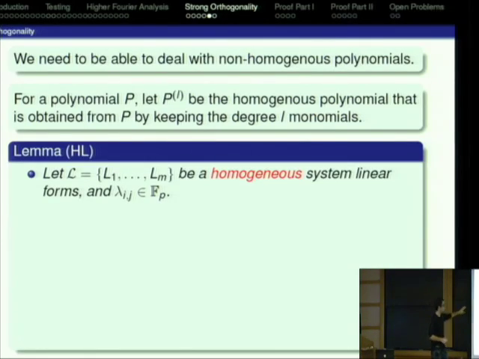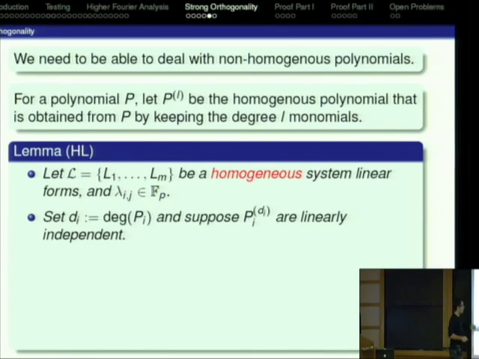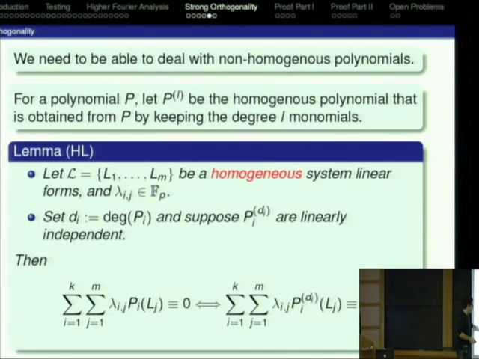Then our third lemma says the following. Again, now take a system of linear forms which is homogeneous. So all these linear forms start with constant 1. So the first variable has coefficient 1 in all these linear forms. And again, these constants lambda ij. Let di be the degree of polynomial pi. And let's look at these pi to di. So we remove all the monomials of lower degree. Then this is 0 if and only if this is 0.